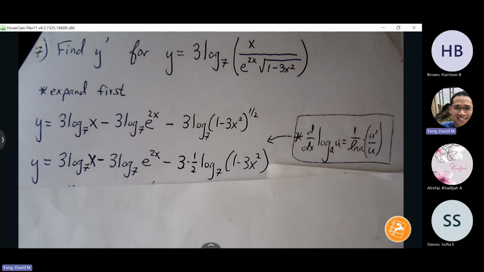All right, so let's do this one term at a time. The 3 is going to stay, right? What's log base 7 of x going to turn into? 1 over natural log of 7 times x's derivative of 1 over x, so 1 over x. So 3 goes in front of all. Yeah, that's right. It's just a coefficient in front.